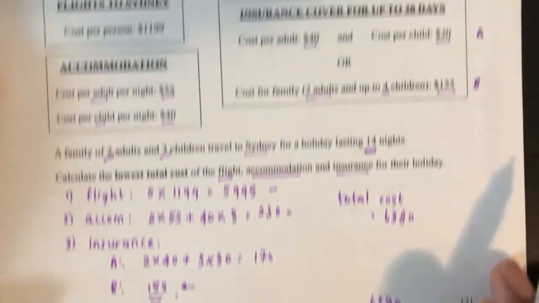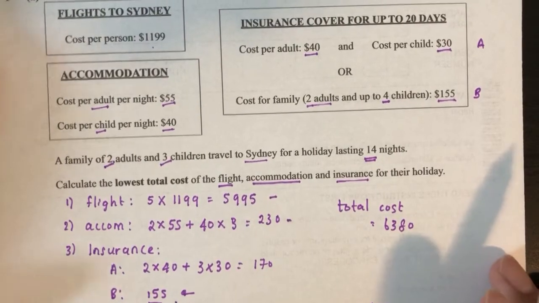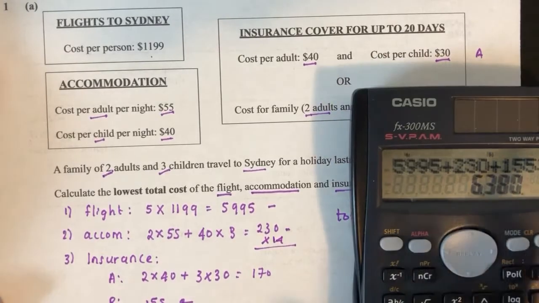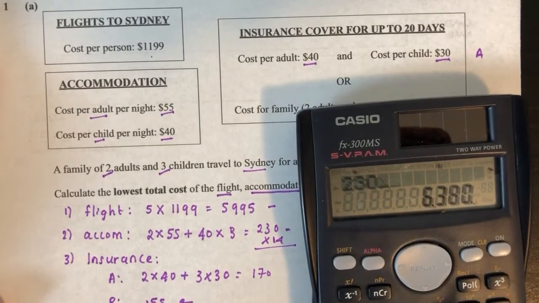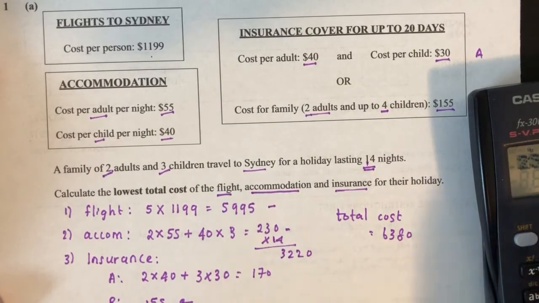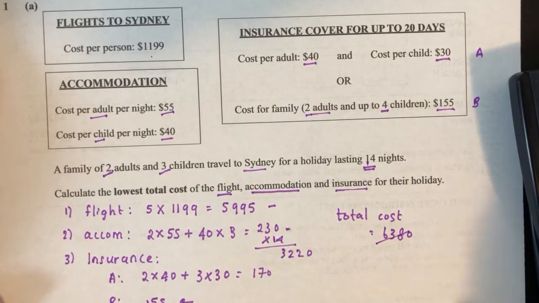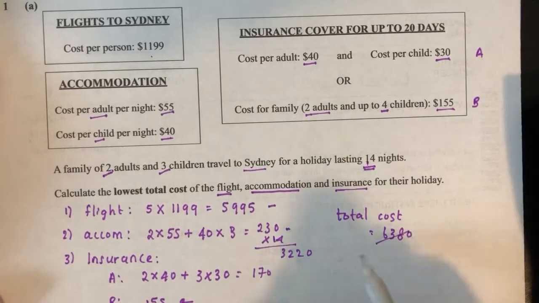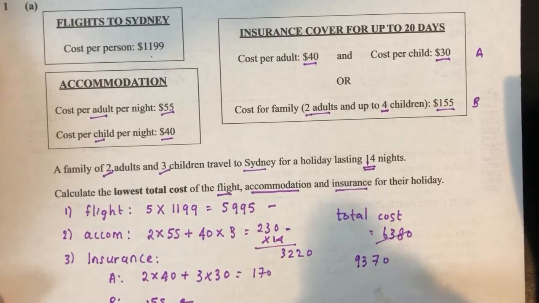It's not over yet. I think I missed something. I missed this thing for 14 nights. So it means that this 100 times 14. So let's do that. 230 times 14. That will be 3,220. So the cost is not this. This is not good. So the cost will be 5995 plus 3220 plus 155. That will be 9,370. So that's their total cost.